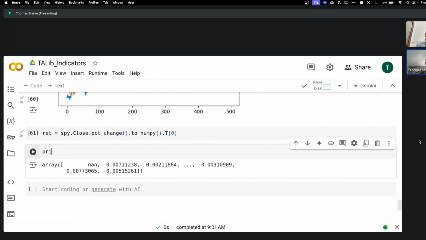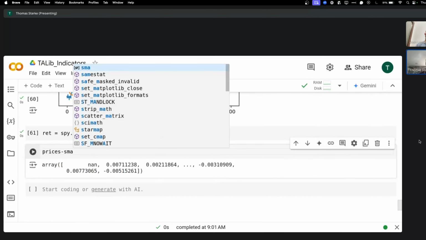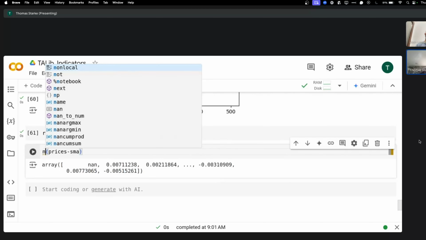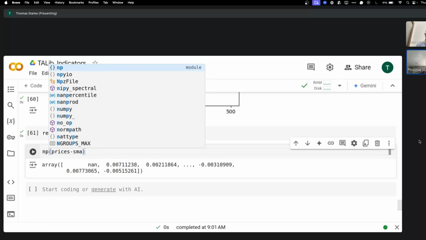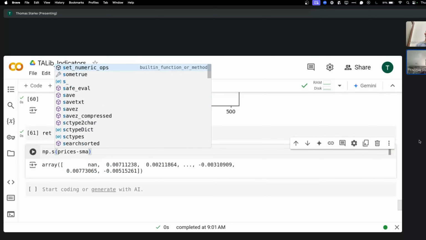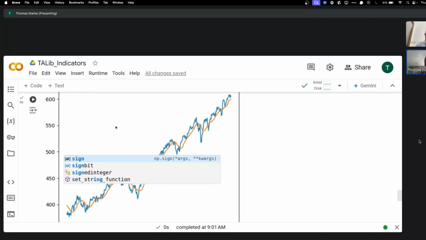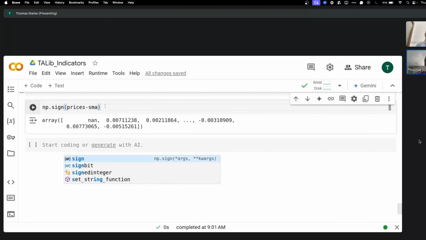So what we need to do is to basically subtract these signals from each other. So we go prices minus SMA, right? And so what this does is it gives us a difference between them. And as long as the difference is positive, meaning the prices are higher than the moving average, we want to be in a position, right? So what we can do is we can say np.sign. That basically gives us the sign of these, and the sign is positive when our prices are above the moving average, and it's negative when it's below the moving average.